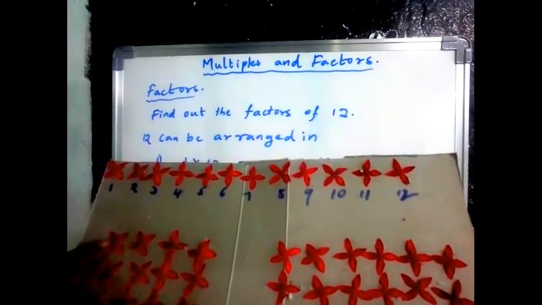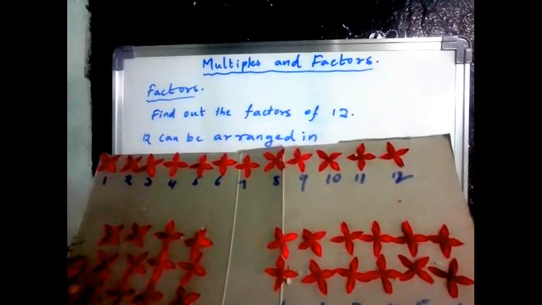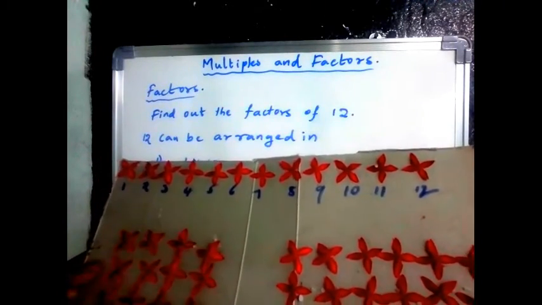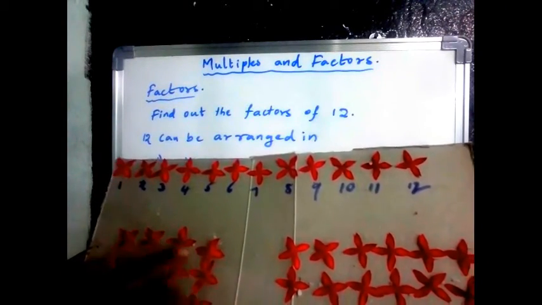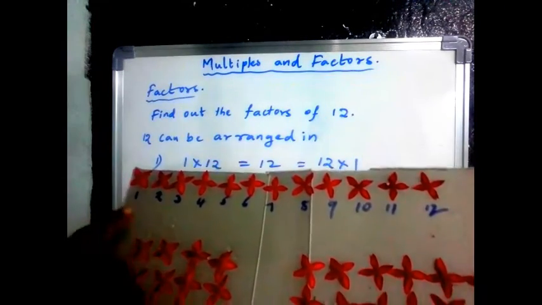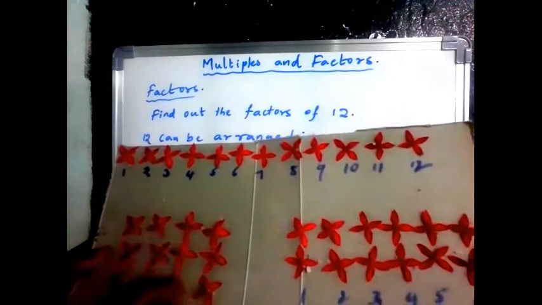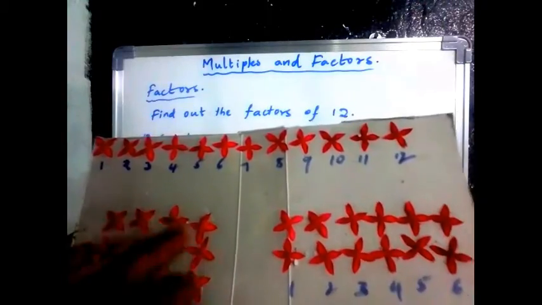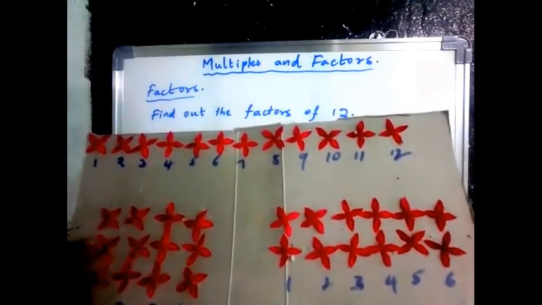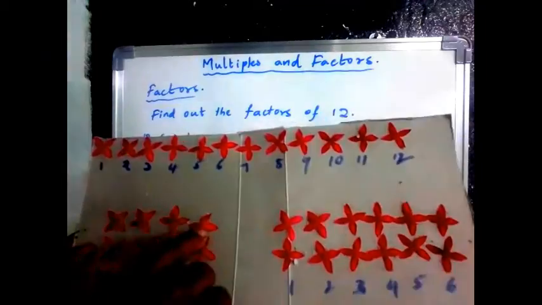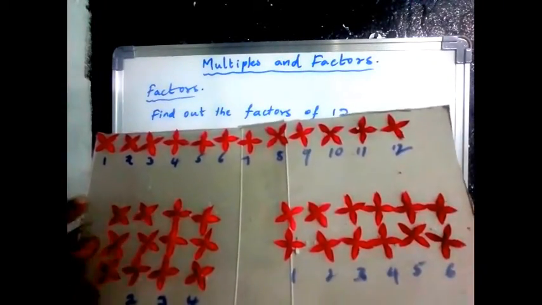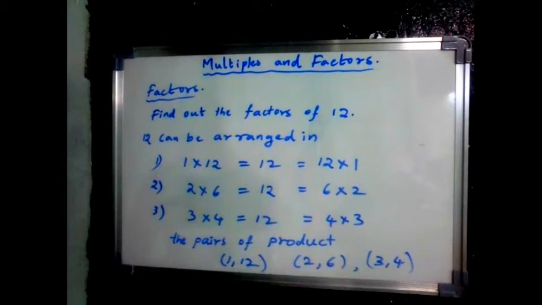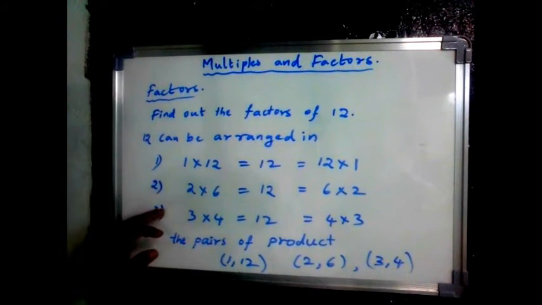3 × 4 = 12: 3 rows, each row has 4 flowers. If we see column-wise, there are 4 columns, each column has 3 flowers. Column means standing direction. So each column has 3 flowers, 3 × 4 = 12, 4 × 3 = 12. Okay, these are the ways, only 3 ways.